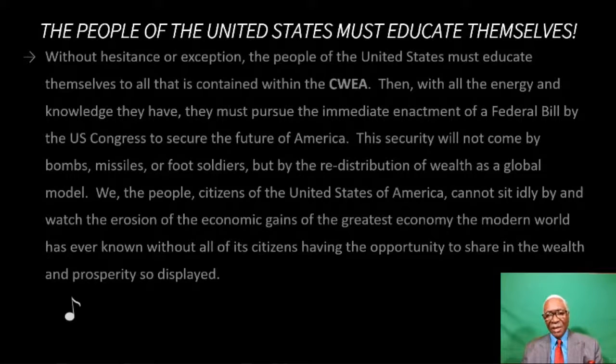This security will not come by bombs, missiles, or foot soldiers, but by the redistribution of wealth as a global model. We, the people, citizens of the United States of America, cannot sit idly by and watch the erosion of the economic gains of the greatest economy the modern world has ever known without all of its citizens having the opportunity to share in the wealth and prosperity so displayed.